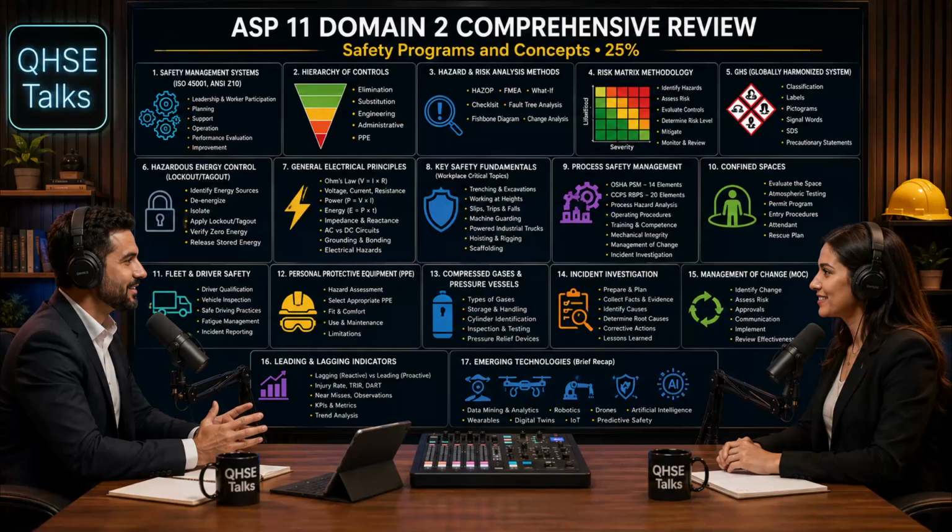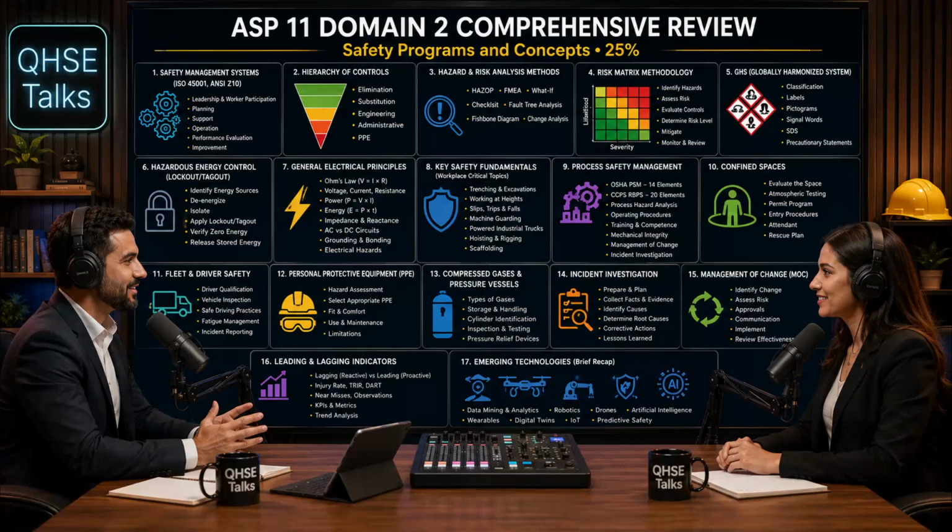Okay, so we understand how to mitigate hazards once we find them, but how do we hunt them down methodically in the first place? Let's move to topic 3. We have an entire alphabet soup of hazard and risk analysis methods to review. We certainly do. We've got HAZOP, FMEA, what-if, fault tree analysis, fishbone, change analysis. It is really easy to get these jumbled. Let's break down the mechanics of each one.